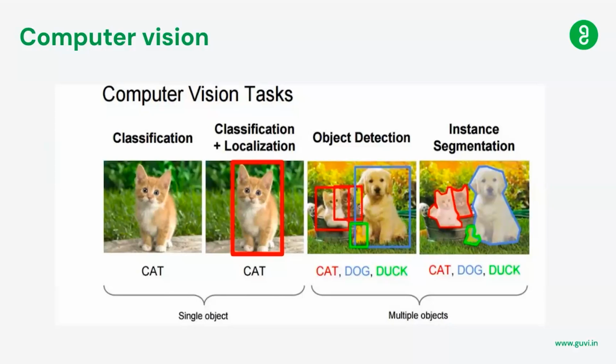When it comes to object detection, you try to identify what the different objects are. So you see that there's a cat, there's a dog, there's a duck, the different objects that are present in that particular image. And when it comes to instance segmentation, you try to identify the actual boundary against it, so that you can take it out of that image and process it as a separate instance. So these are the different types of tasks that come under computer vision.